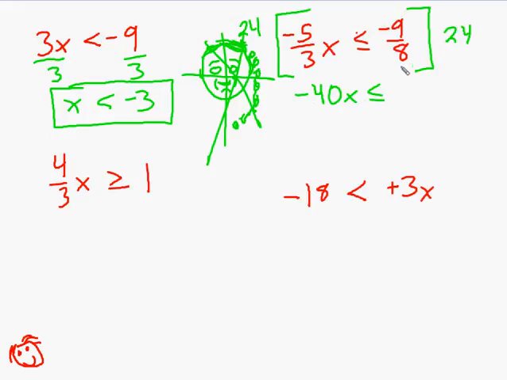24 cancels with 8, leaves a 3. So I get negative 27. Now what do I do? Divide. So I get negative 27 divided by negative 40, which, negative divided by negative, is simply positive. Okay, so I don't need that negative. I divided by a negative though, so I flip the inequality. Yeah, that way.